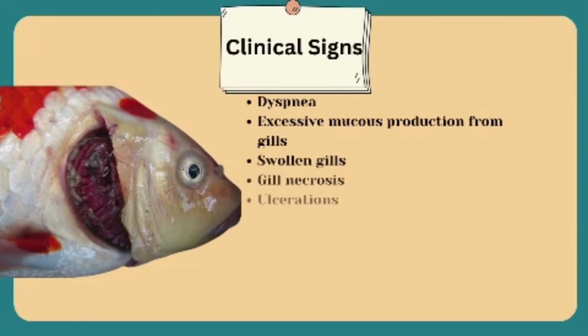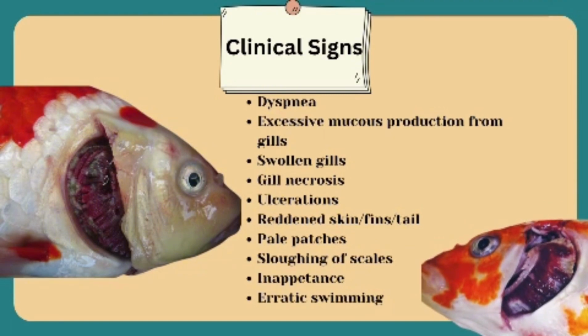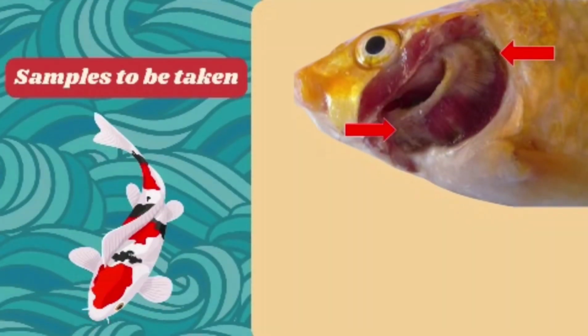So what are the clinical signs? The most common ones are gill necrosis, ulceration, pale patches, and sloughing of the scales. All the others can occur as well. However, those that I mentioned are the pathognomonic or common lesions that can be found in koi herpes virus. So what samples can be taken?